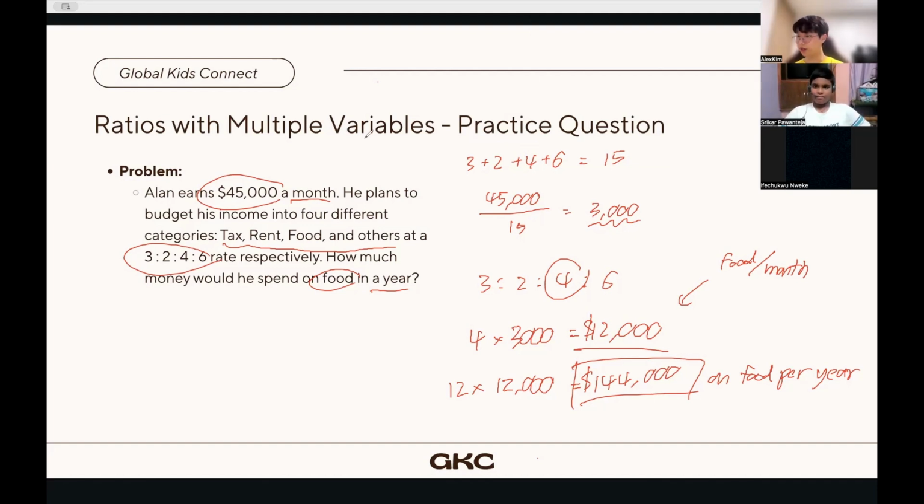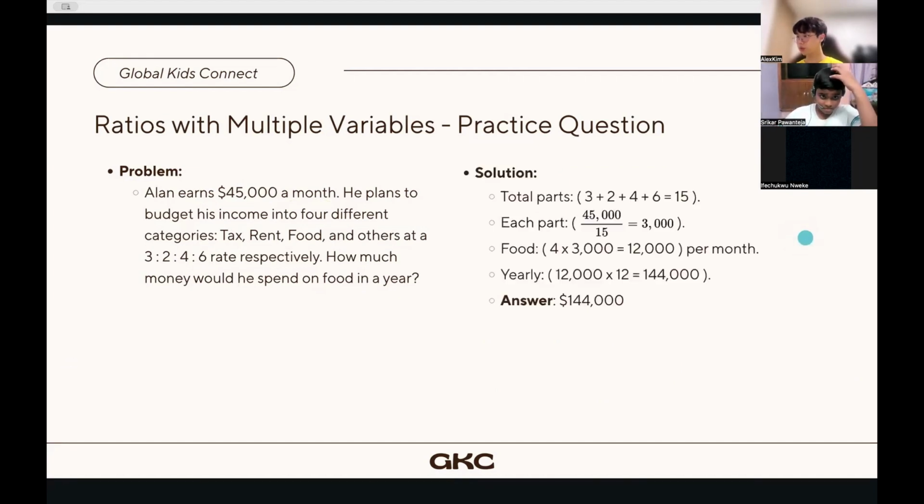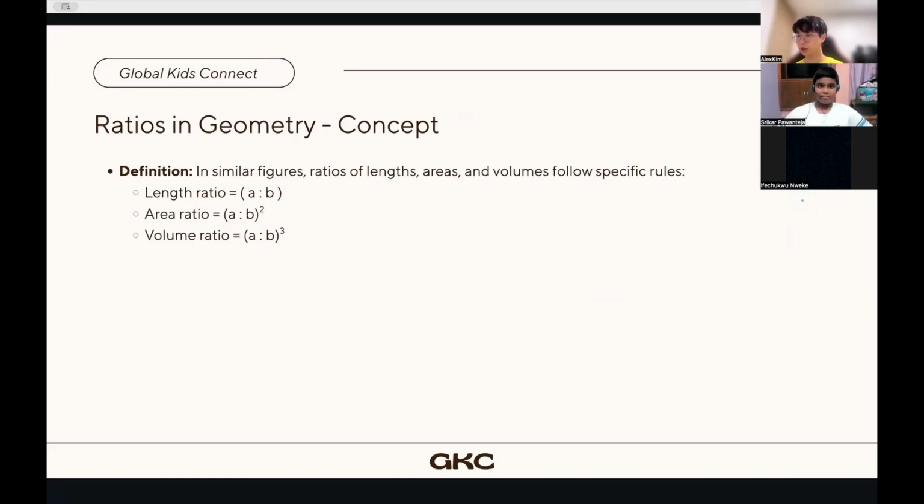And so, if we got that out of the way, I think we can move on to our next concept. The final answer will be 144,000. And then we've come to our final concept of today. I feel it is an advanced use of ratios. We're combining the concept of ratios with geometry this time. And so we'll talk about the concept of ratios in geometry.